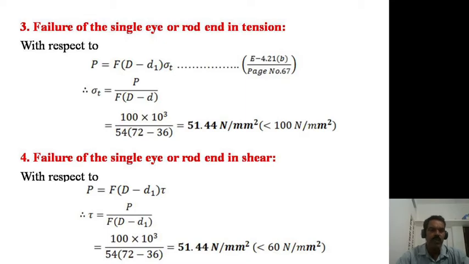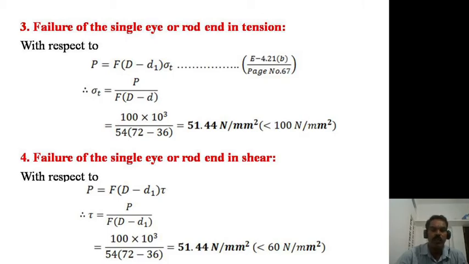Okay, next coming to the fourth point, that is failure of the single eye or rod end in shear. So what is the formula here? P, that is load, is equal to area of the single eye into shear stress, because for failure of the single eye in shear we have to apply the tau value. Therefore the shear stress tau is to be found out, so we take it outside. Therefore tau is equal to load divided by area.